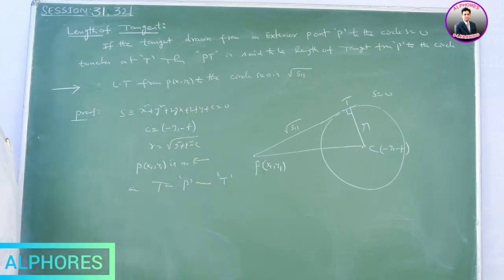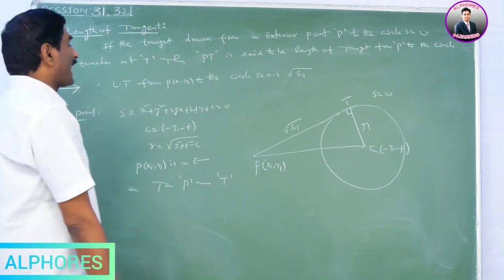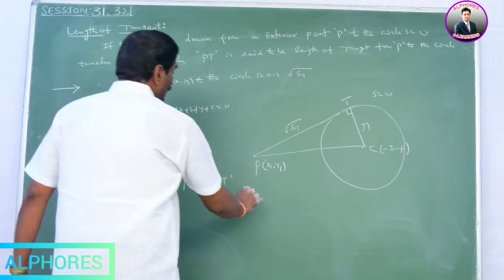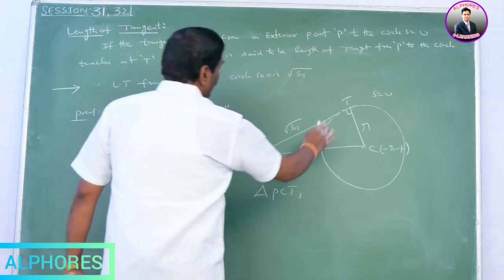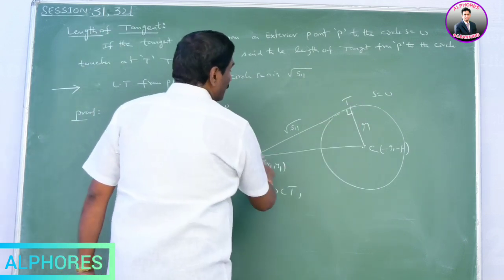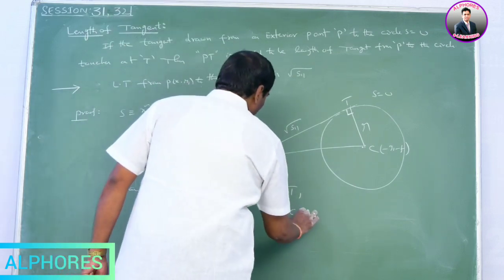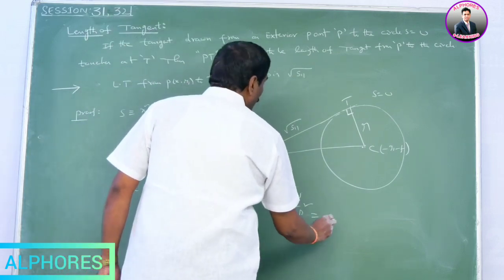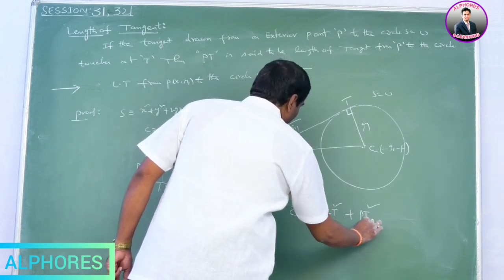Then the length of the tangent is PT. Now we find the value of PT. From the triangle PCT, here angle T is equal to 90 degrees. That means PC is the hypotenuse. Hypotenuse square is equal to side square plus side square. CP square is equal to CT square plus PT square. It is the required value.